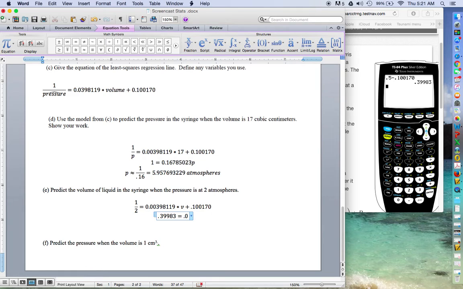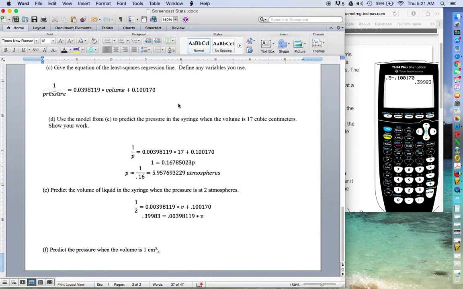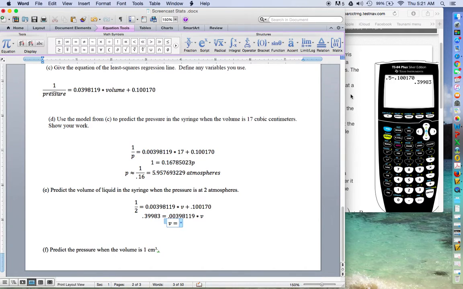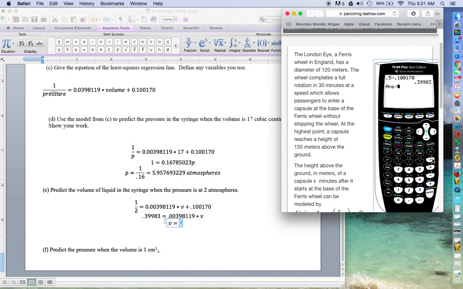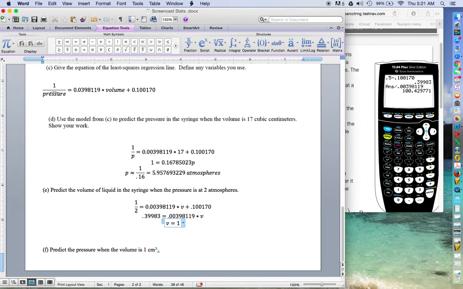And we've got this coefficient on V, our slope thing left. So we're going to get V equals what? Well, we take that and divide by 0.003. So that is a volume of 100.429771. And what was the volume unit?